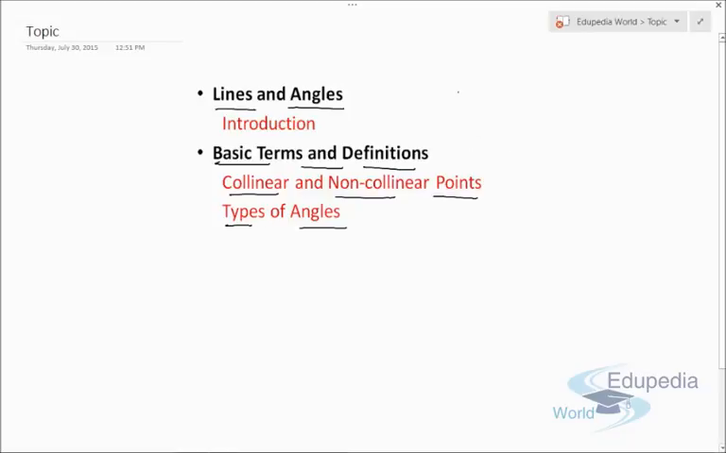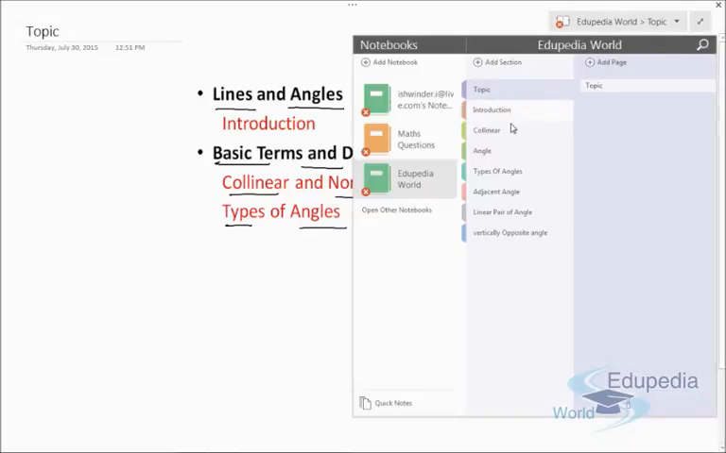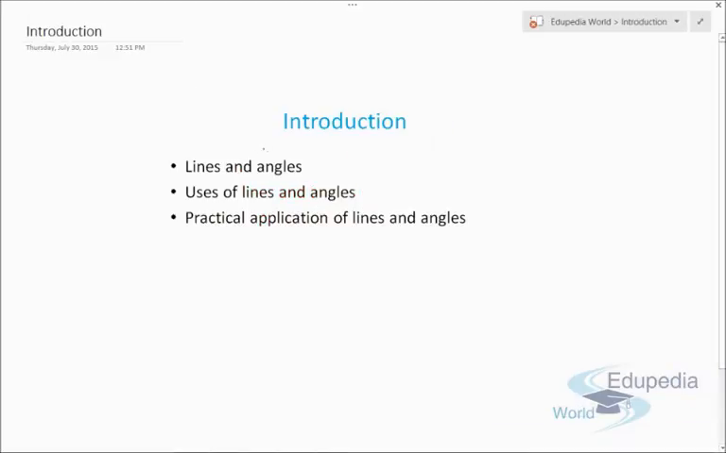So we'll discuss each and every concept through example, whether it be a practical example or a mathematical example. We'll discuss each and every concept through example. So let's get started with the first concept, which is introduction to lines and angles.